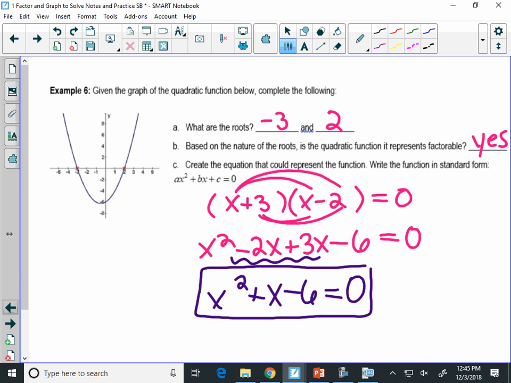That is the equation of that parabola. Okay, so here's what I need you to do tonight.